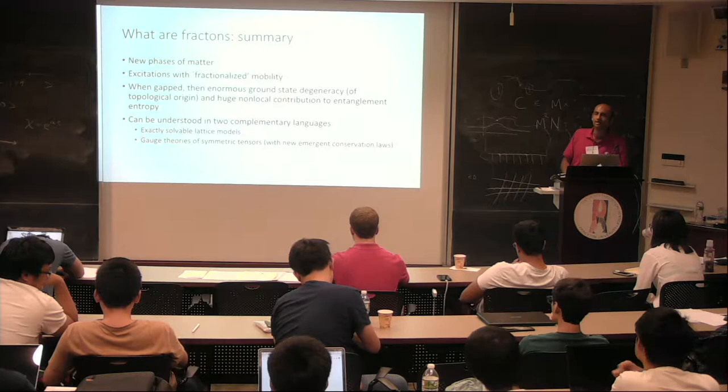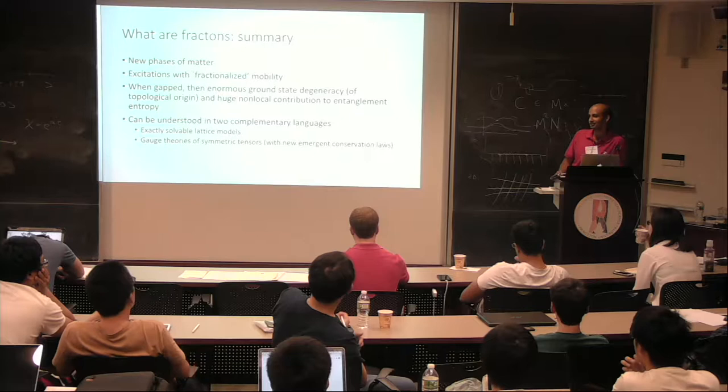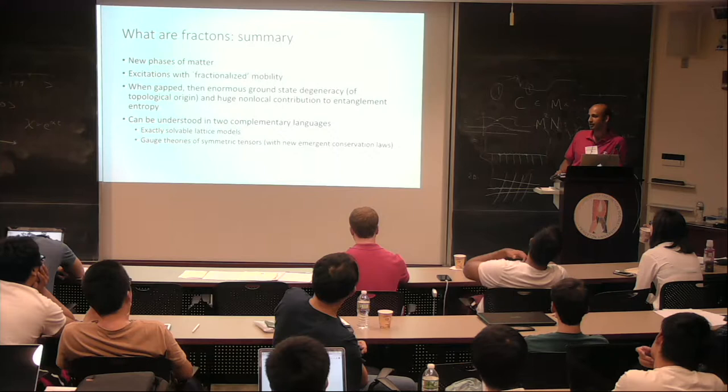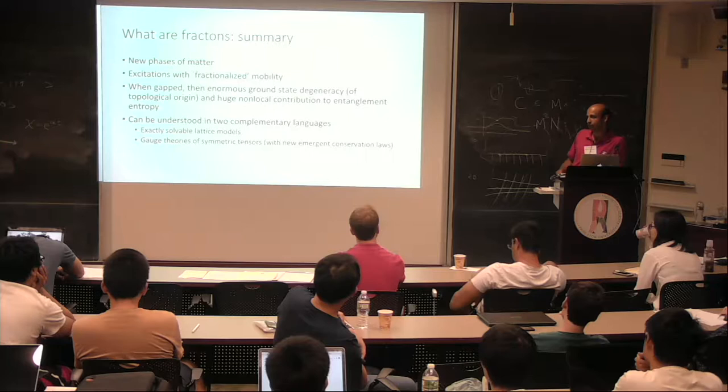Is there a direct connection between the gauge theory description and the exactly solvable models? Yes, there is. So there's two papers, one by Han Ma, Xie Chen, and Mike Hermele, and another by Danny Bulmash and Maissam Barkeshli, where they explicitly spell out how you can get from the sort of gauge theory I wrote down to one of the exactly solvable models, the X-cube, typically.